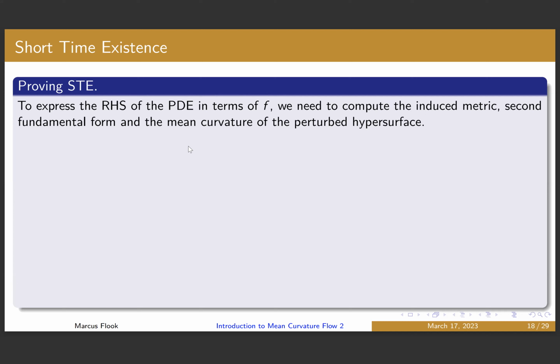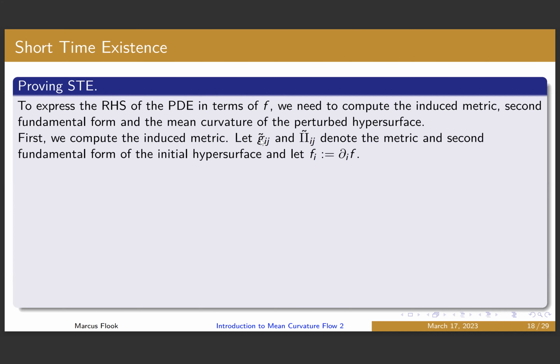Now, to make the notation a bit less scrappy, I'm going to let G tilde and the second fundamental form tilde be the metric and the second fundamental form of the initial hypersurface, so at time 0. And I'm also going to let f sub I be the spatial derivative in the direction of I of f. So if we look at the spatial derivative of the embedding, we're going to have the spatial derivative of the initial embedding plus the derivative of f times this normal vector plus f times the spatial derivative of this normal vector here.